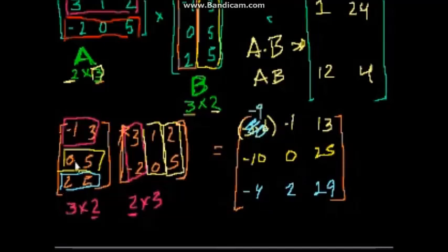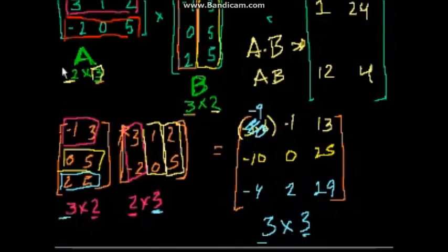So there you have it. We multiplied a 3 by 2 matrix times a 2 by 3 matrix, and we got a 3 by 3 matrix. And where did that 3 by 3 come from? Because this 3 is the number of rows in the first matrix, and this 3 is the number of columns in the second matrix, which makes sense because we got our row information from the first matrix and our column information from the second matrix.